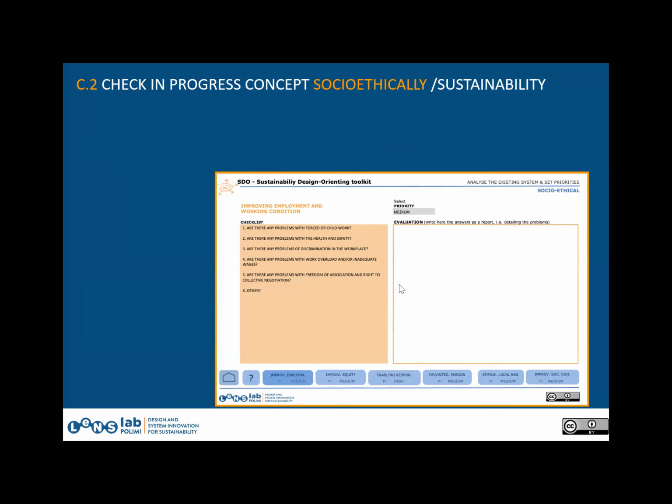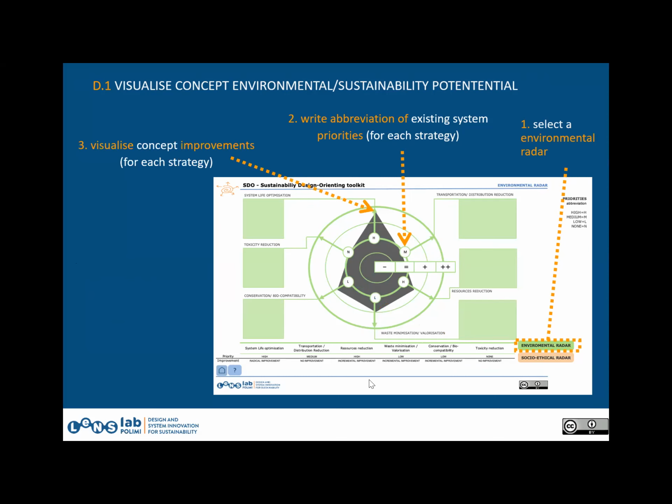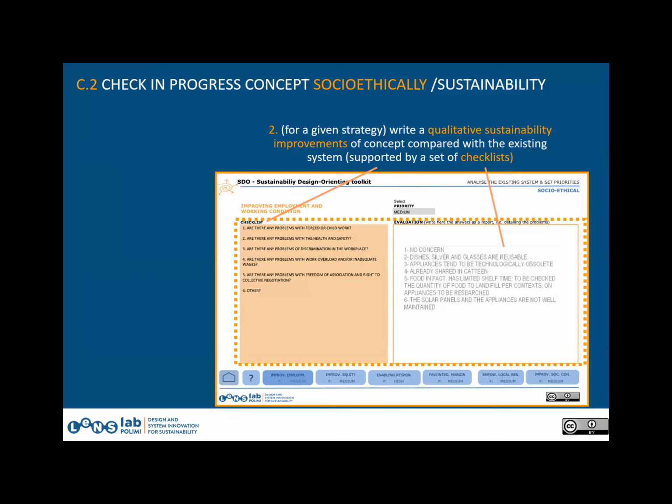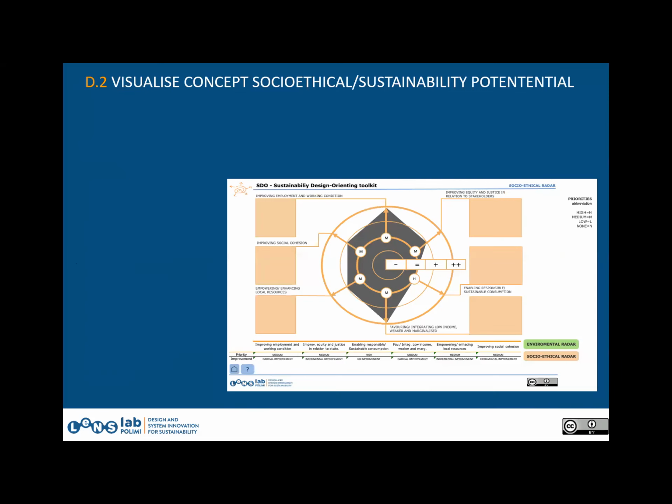Then we come to the socio-ethical part, and we're trying to check concept. Again, you go through the checklist one by one. You add the description, you add the priority, and you get a similar radar diagram for this component, the socio-ethical radar. This orange diagram is the socio-ethical radar. And in this, you can see again whether there is improvement or no improvement across the other criteria, like improving social cohesion, improving employment, enabling responsible consumption, and so on.